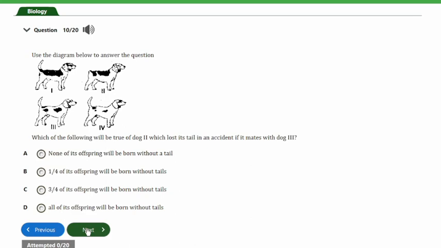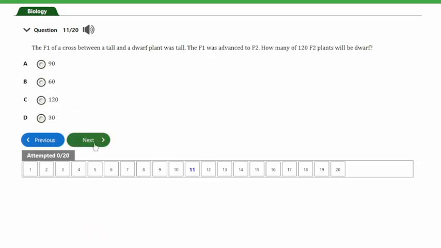So guys, it is indicated that this dog in II lost its tail in an accident. So it has nothing to do with the genetic makeup of this organism, and as such, it will not affect the offspring. So none of the offspring will be born without a tail. And option A is the correct answer to this question. So guys, let's look at the next question.